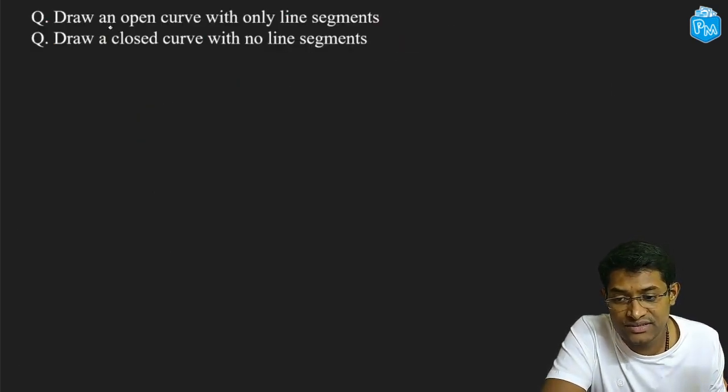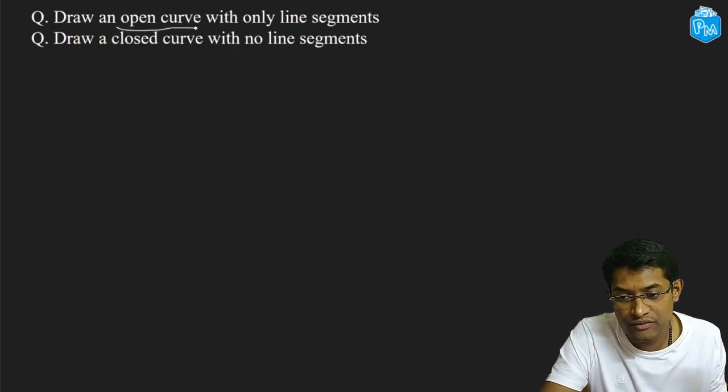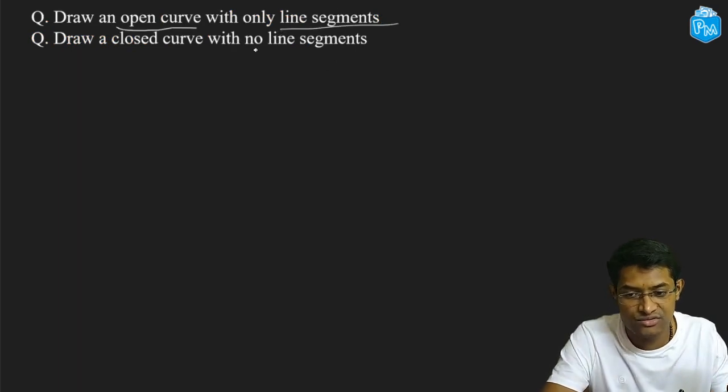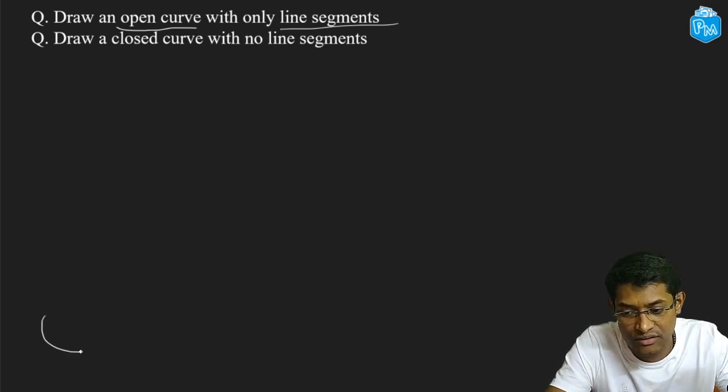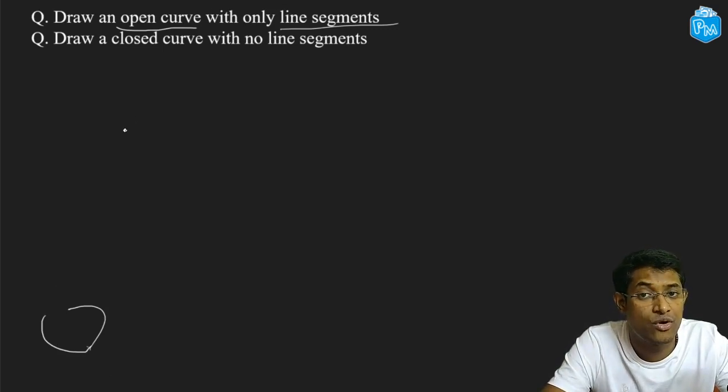The first question says draw an open curve with only line segments. So you can only use line segments. You cannot use a curve. You cannot say if you drew it like this, it is an open curve because this part is open, but we are using curves also, right? So try to pause this video and try to draw it on your own.